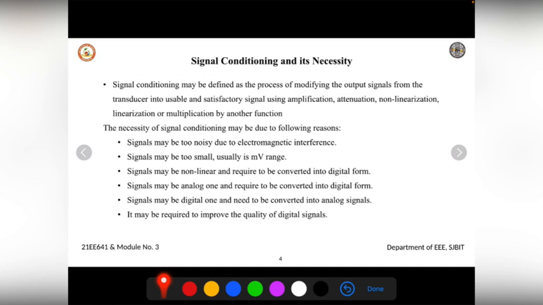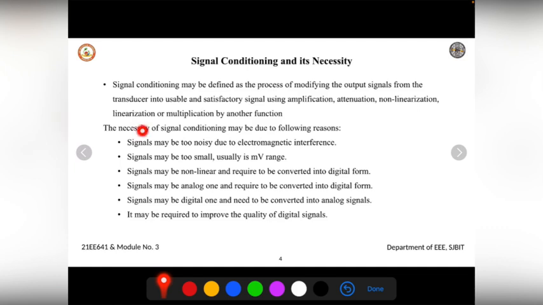Before going to signal conditioning and its necessity, let us see why signal conditioning is very important. As already mentioned, signal conditioning may be defined as a process of modifying the output signal from the transducer into a suitable and satisfactory signal using amplification, attenuation, linearization, or multiplication by another function. Amplification may happen if the signal is weak. Attenuation can be done, and if non-linear signals are there, they can be linearized, or vice versa. Any multiplication factor can also be applied. Everything happens within the signal conditioner, and that is the reason why signal conditioning is important.